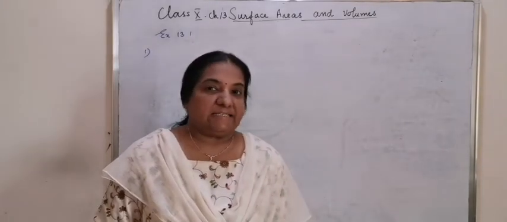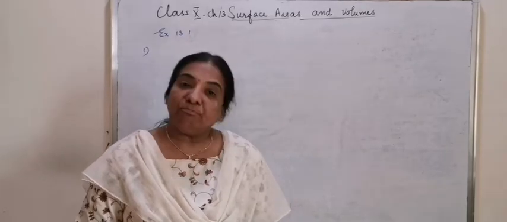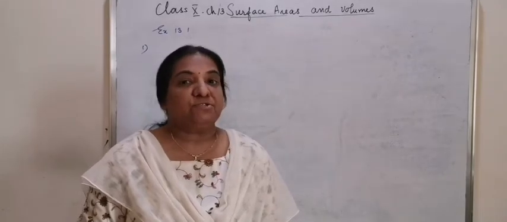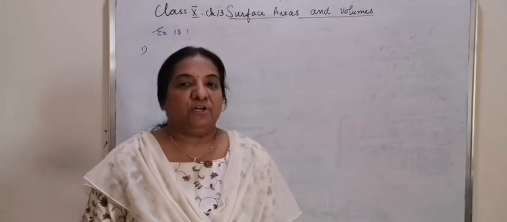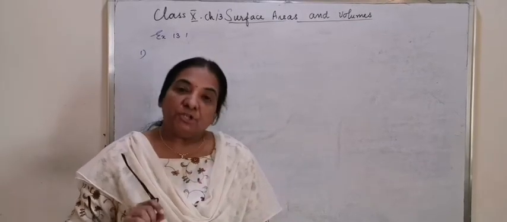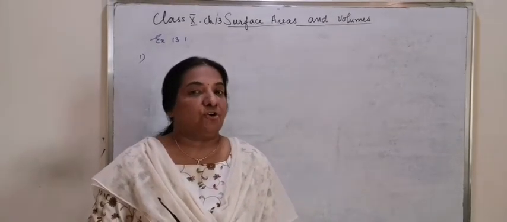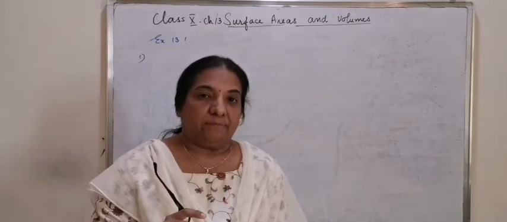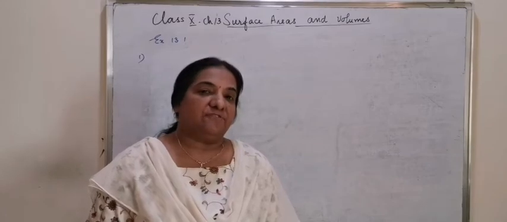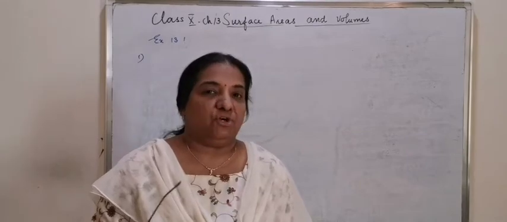Let's proceed with exercise 13.1. This exercise contains questions which will have combinations of solids. So for any combination of solids, when the question is to find the surface area of the solid, you will be viewing only the curved surface area, so the total surface area of the solid will be the sum of the curved surface areas of the solids which are used to make the solid.